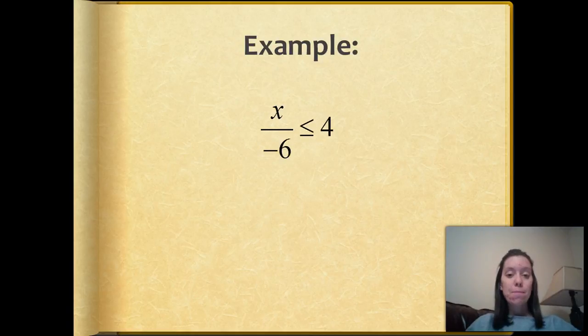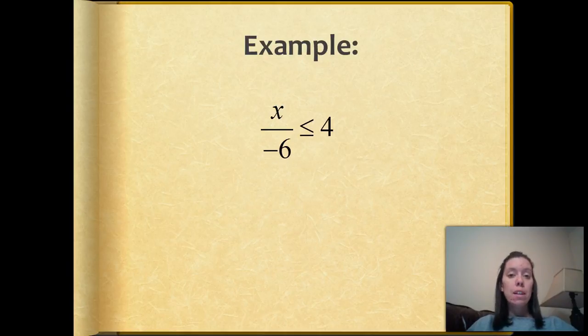And this last one, we want to get rid of negative 6. So we'll multiply by negative 6. Multiplying by a negative, we will have to flip the inequality. So the answer should say x is greater than or equal to negative 24.